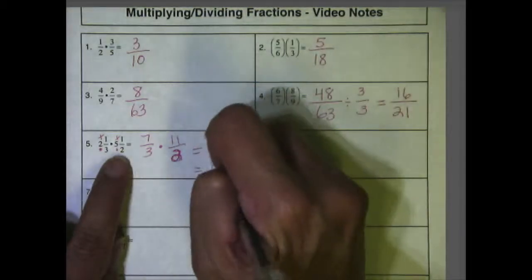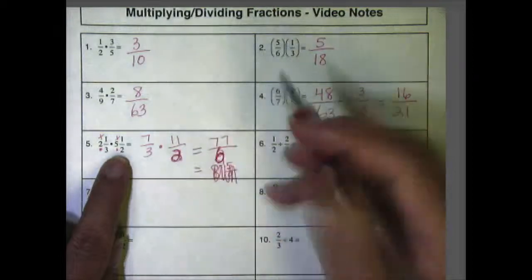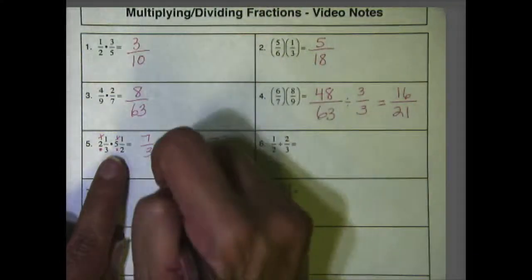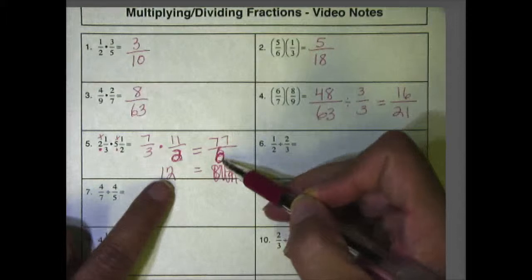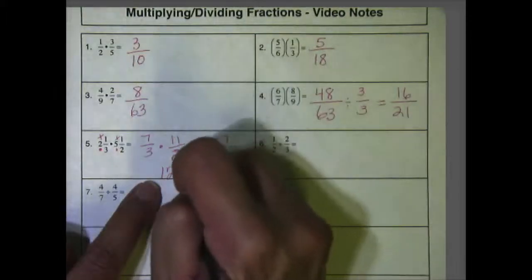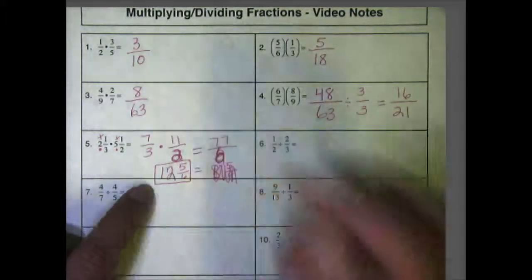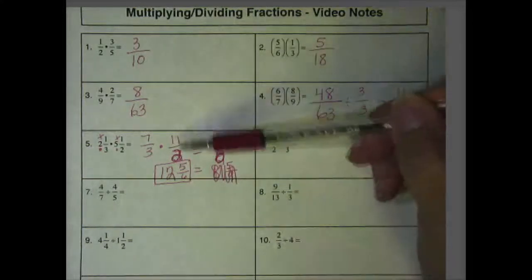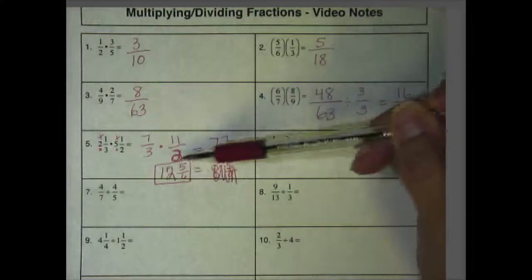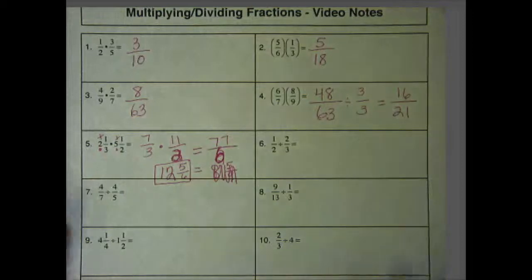That makes this 6. So that's going to change because 6 goes into 77 12 times. 12 times 6 is 72. That leaves 5 over 6. Sorry about that. So be very careful when you are rewriting your fractions as an improper fraction. Remember to keep your denominator the same, not like I did it.